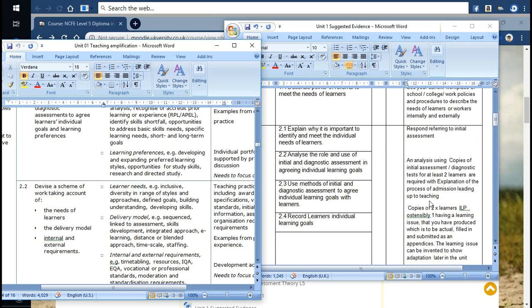I'll just go over what you need to do on these, and again explain why it's important to identify and meet the needs of individual learners. So you respond to the initial assessment documentation that you've got. Explain what it is and what it's used for. It's simple and straightforward. And analyse the roles and use of initial and diagnostic assessment in agreeing individual learning goals.